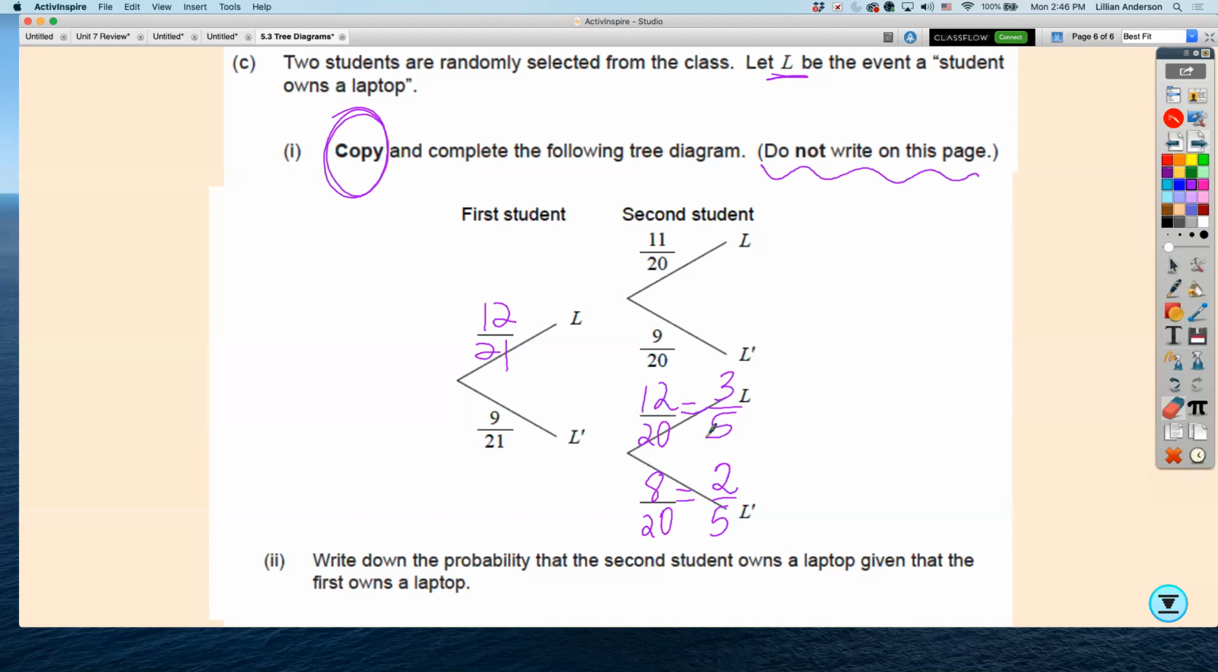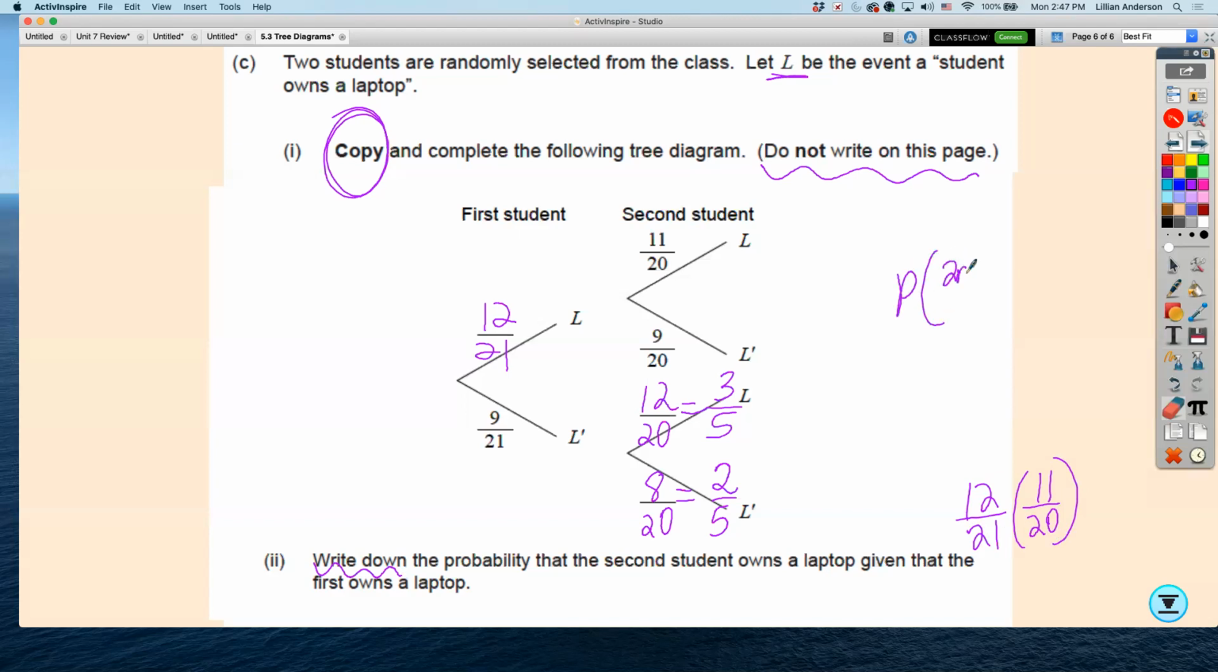So wouldn't that be the 12/21 times 11/20? The reason why it is a write down is because you're given that the first student owns a laptop. Well, that can only happen 12 out of 21 there. And so you just multiply it to, or actually, wait, sorry. Don't we need to get the conditional probability? We still would need to use conditional probability if we're going to do it this way.